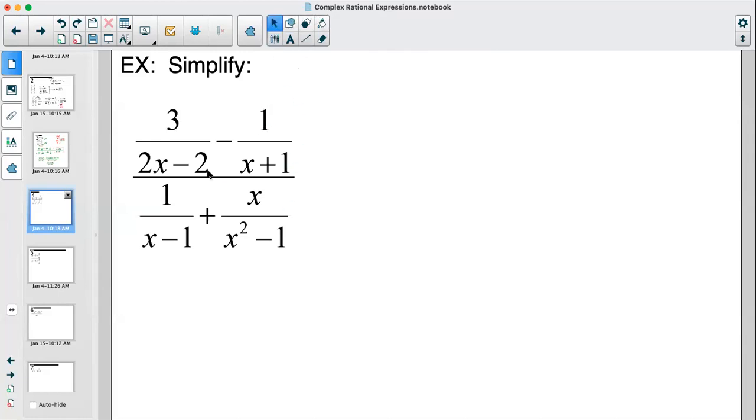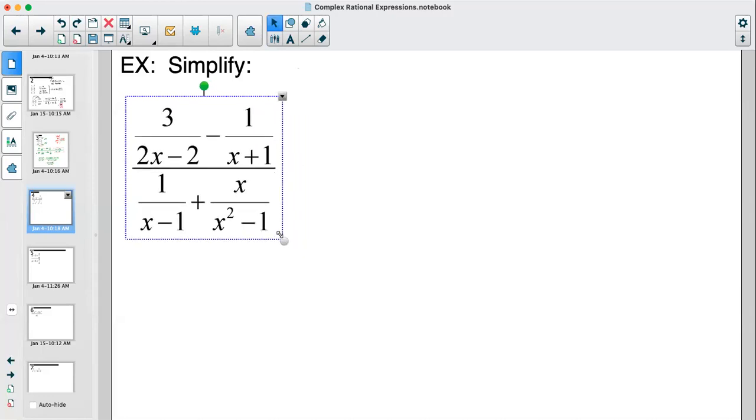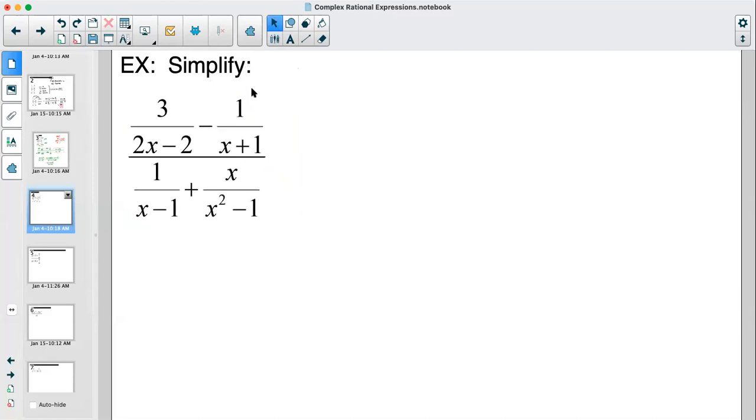Like we did before, we're going to build the LCD for all these things, and I'm going to multiply everything by that LCD. So this 2x minus 2 is really 2 times x minus 1. I factored it here. This is important because when I build the LCD, I need to know what all the factors are. That's what we did in the previous 3 examples.